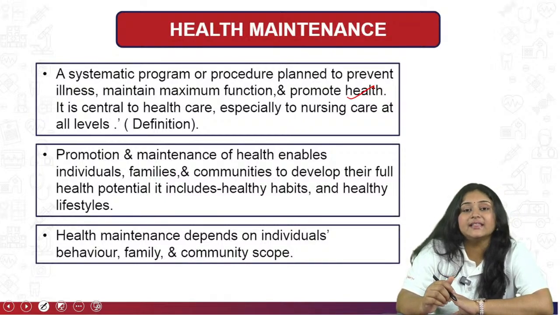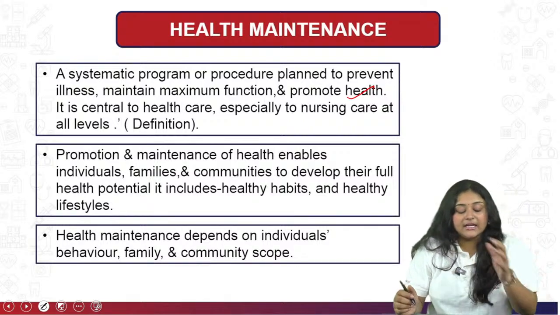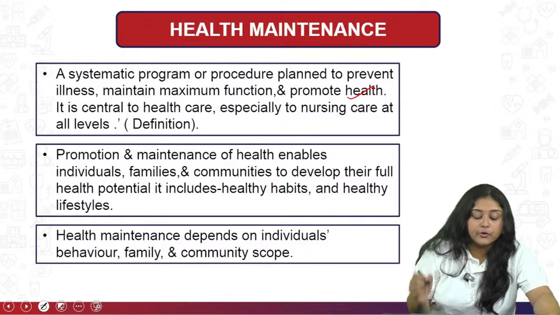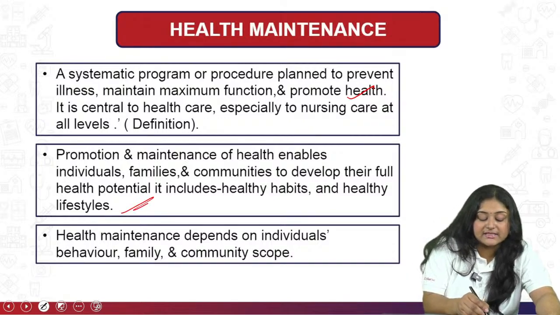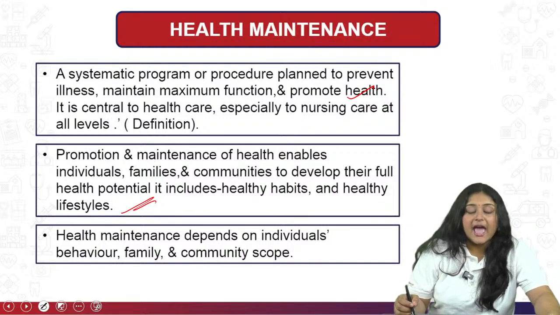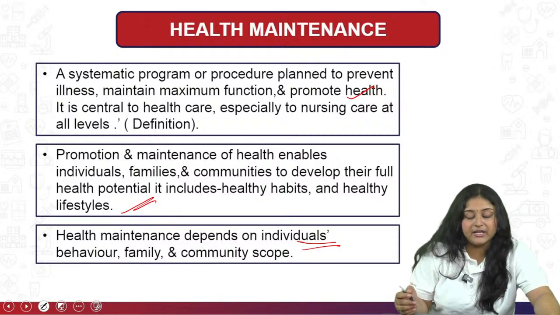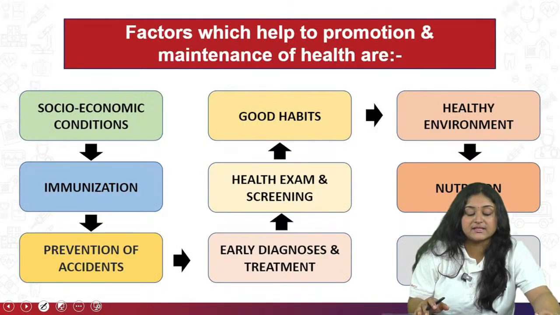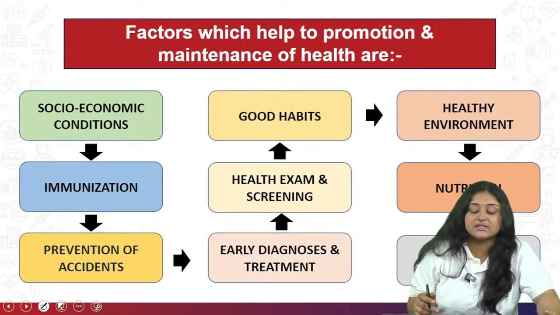So promotion and maintenance of health enables individuals, families and communities to develop their full health potential, which mainly includes healthy habits as well as a healthy lifestyle. Health maintenance mainly depends on individual behavior, family and the community as well as the scope of the community. So these all are an overview of health maintenance. So see the factors which mainly help promotion and maintenance of health.